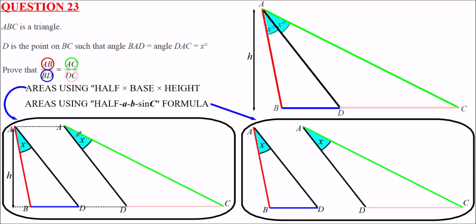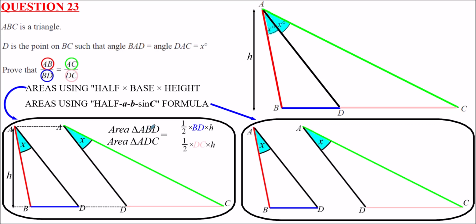So let's think about this now for triangle ABD and triangle ADC. Let's think in terms of just ABD. For triangle ABD, half times base times height is half times a base, BD, times the height, which is H. If we now think of this triangle here, ADC, then half times base times height for this one will be half times DC times H.